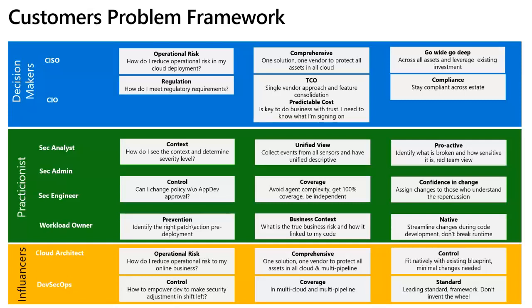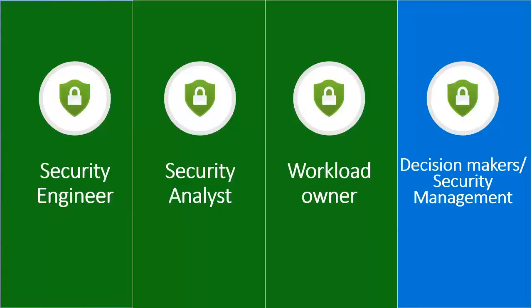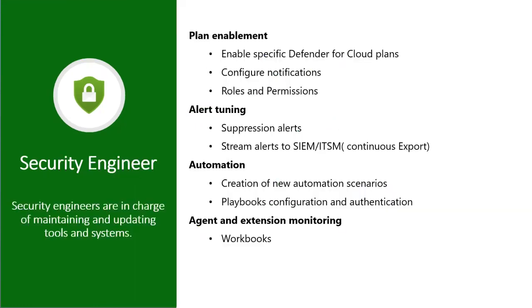Now, based off of this, we're going to narrow down our discussion to four key personas. We'll be looking at the security engineer, the security analyst, workload owners, and we will conclude with decision makers, security management. Now, switching gears, we're going to go to the first persona, which is the security engineer. If you think about a security engineer, these are the persons that are charged with the key roles of maintaining and updating tools and systems.